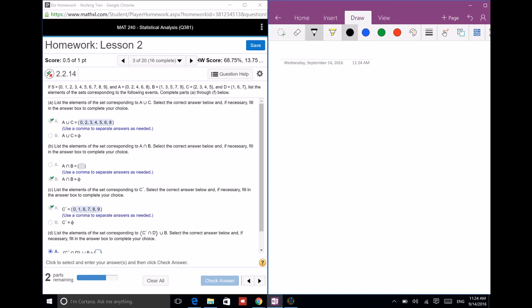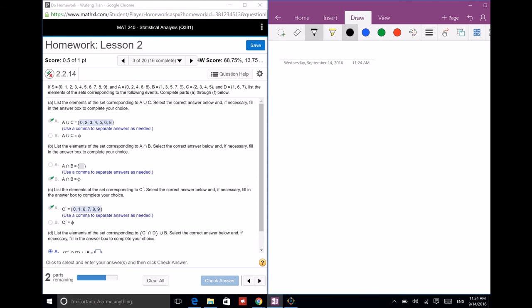Okay, so this one I'm going to just explain one of them. I don't think it's really hard. So let's say S is 0 to 9, and A is even numbers, B is odd numbers, C is 2, 3, 4, 5, D is 1, 6, 7.